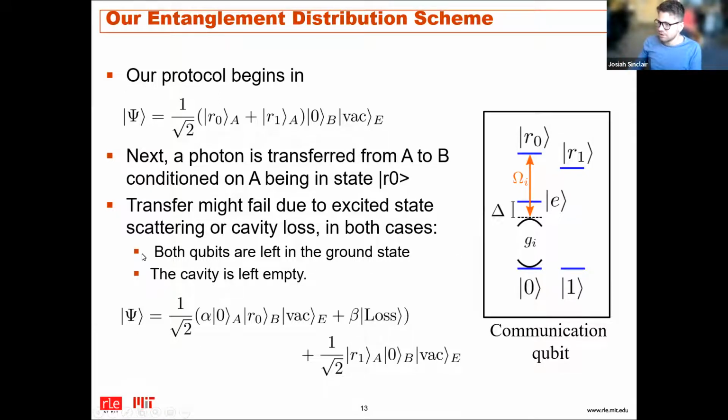Okay, so this transfer can fail, right? Due to scattering or cavity loss, and in that case, both qubits are left in the ground state, and the cavity is left empty. So this is the state I get after that first transfer.